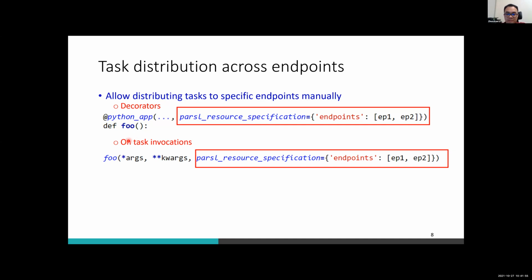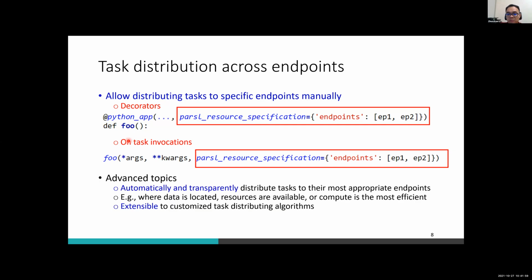Of course, this task distribution mechanism is totally manual. So we expect that the combination of Parsl and funcX should distribute tasks to endpoints transparently and automatically, without too much knowledge from the users. In other words, it should be able to automatically send a task to the most appropriate location, such as where the data is located, where there are available resources, or where the compute is the fastest.